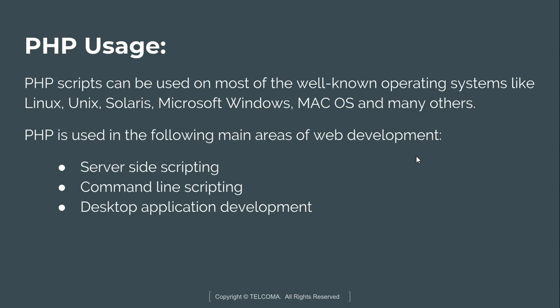Next is the PHP usage. The PHP script can be used on most of the well-known operating systems like Linux, Unix, Solaris, Microsoft Windows, Mac operating system, and many others. PHP is used in the following main areas: server-side scripting, command line scripting, and desktop application development. These are the main areas where we can use PHP. Basically it is used for web development. So this is all about the basic introduction of PHP.